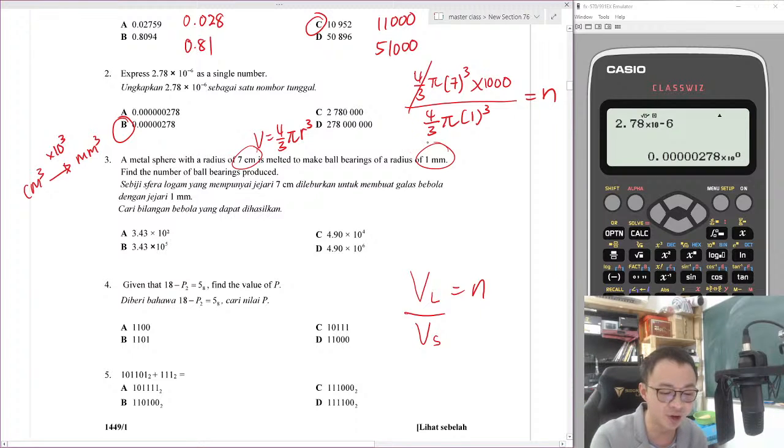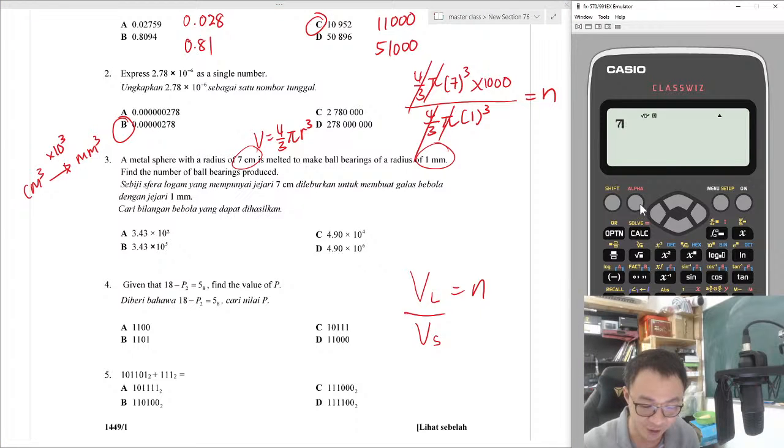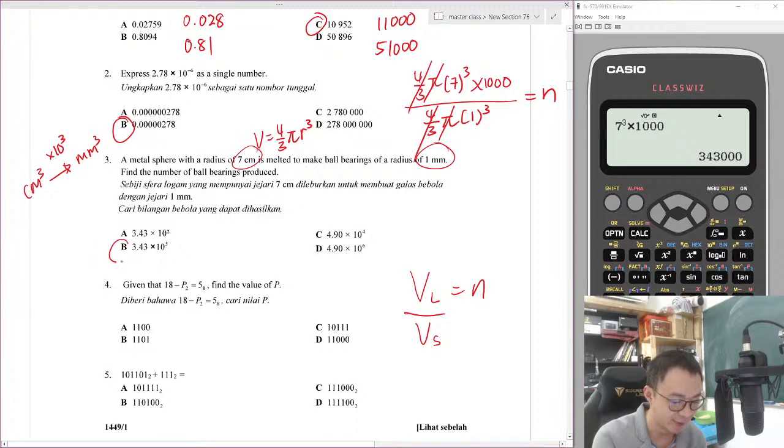So this one 4/3 I cut. Pi and pi I cut. So basically, this is my answer then. So my answer should be 7 power of 3 multiply 1000 divided by 1 cube, right? So you can just ignore it. Alright, so if you want to change it into the standard form, you can ask the calculator to do it for you. But this one is actually quite obvious. It's basically the B here.